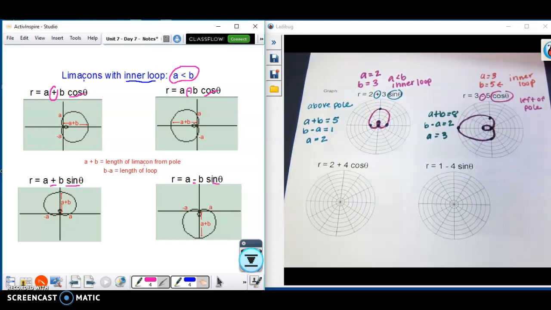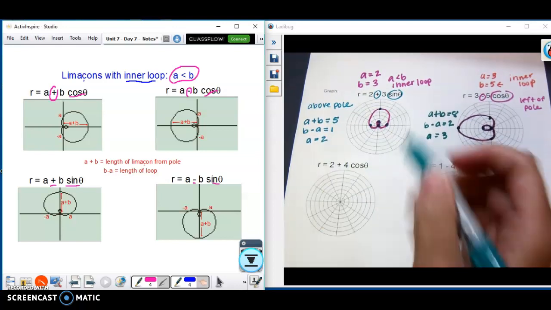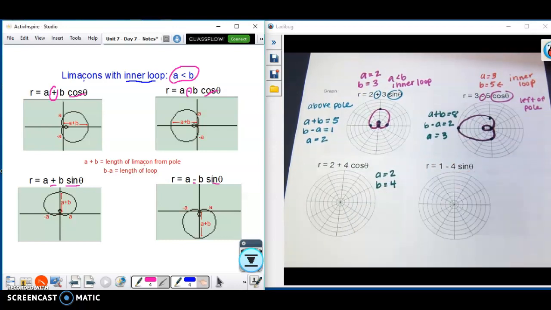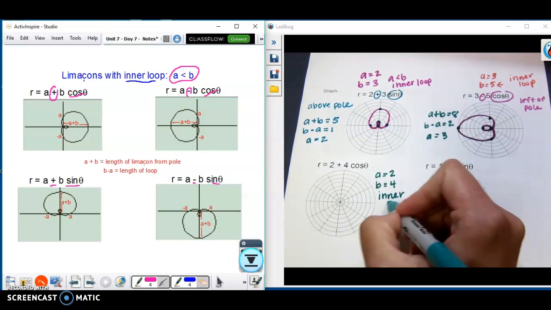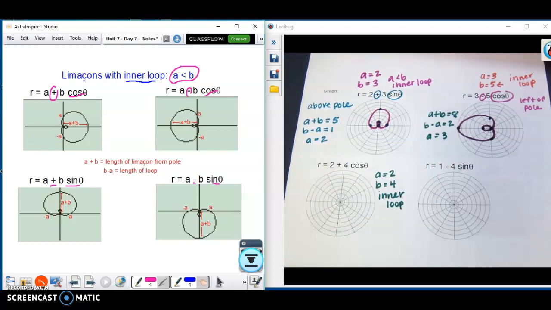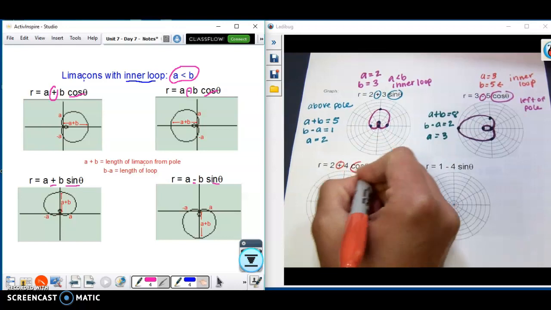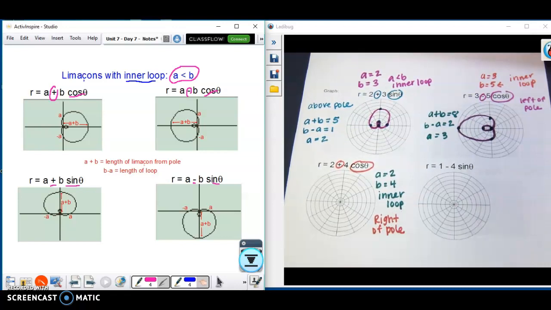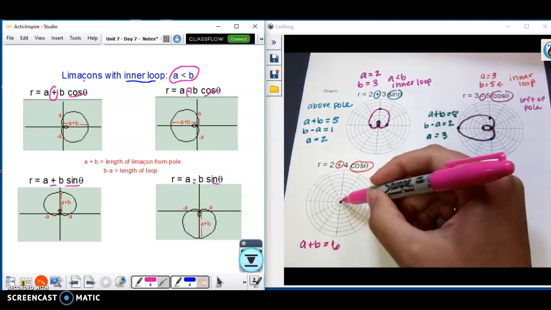Okay? So then same thing for the other ones. Here we have A is 2 and B is 4. So because B is bigger, we have an inner loop. We have positive cosine this time. So positive x means we're going to go right of the pole. Alright, so we need to add A plus B. So 2 plus 4 will give us 6. So we're going to have one dot at the pole, and we're moving right 6 spaces this time.